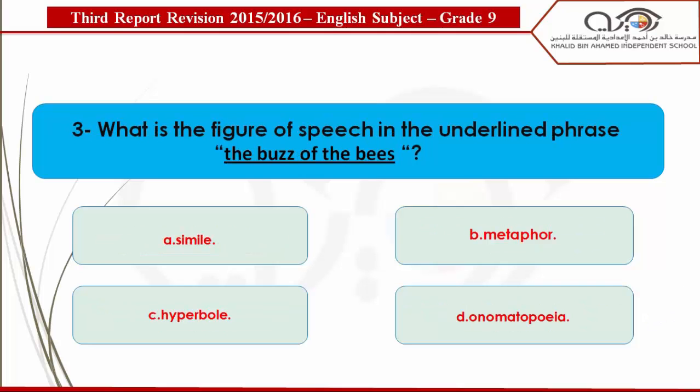Thank you. Now, it's a figure of speech. What is the figure of speech in the underlined phrase? The buzz of the bee. Now I'm asking you about the sound of animals. When we talk about the sound of animals, we call it simile, metaphor, hyperbole, or onomatopoeia. Onomatopoeia. Yes, it's the right answer. Onomatopoeia is when you talk about the sound of animals.